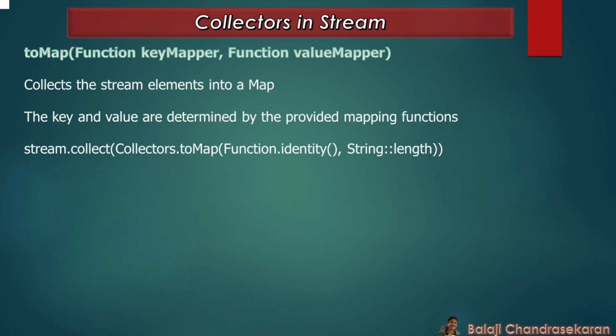In this example, the elements of the stream are collected into a map with String as the key and Integer as the value, where the keys are the elements themselves and the values are the lengths of the strings. The Function.identity method is used as the key mapper to map each element to itself, and String::length is a method reference used as the value mapper to map each element to its length.